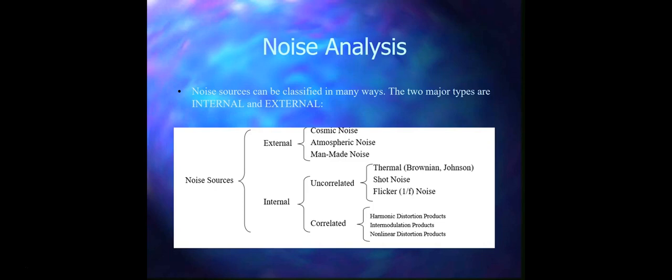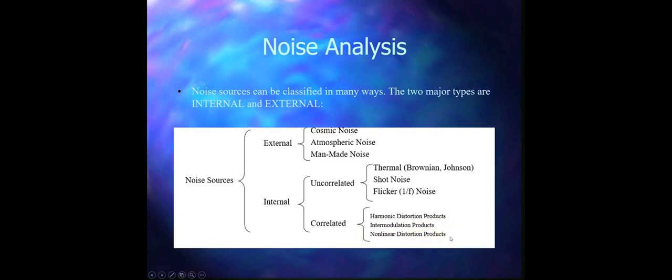And then we have flicker noise, which occurs mostly at low frequencies. For example, if you have a FET in the circuit, it contributes noise which is confined mostly to the low frequencies, and the noise it produces is called flicker noise. And then we have correlated noise, which occurs due to harmonic distortion products in the signal, and due to intermodulation products and non-linear distortion products of the signal.